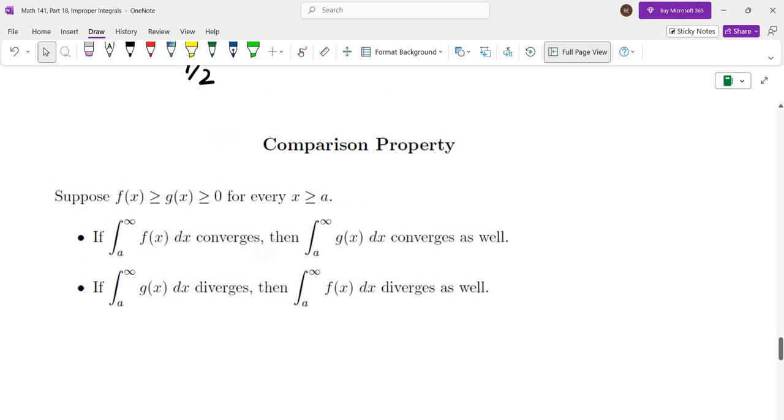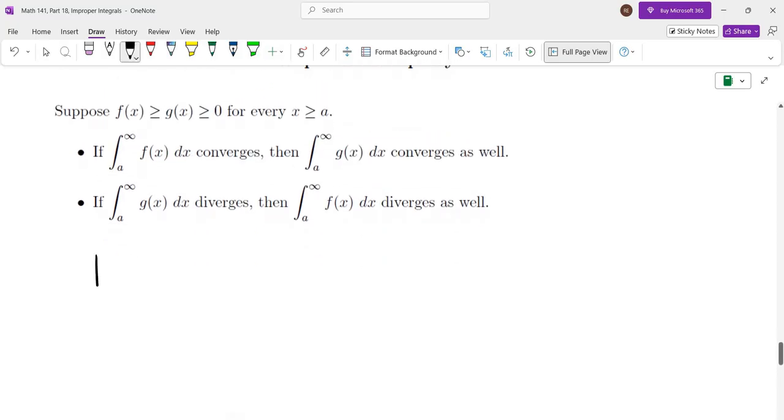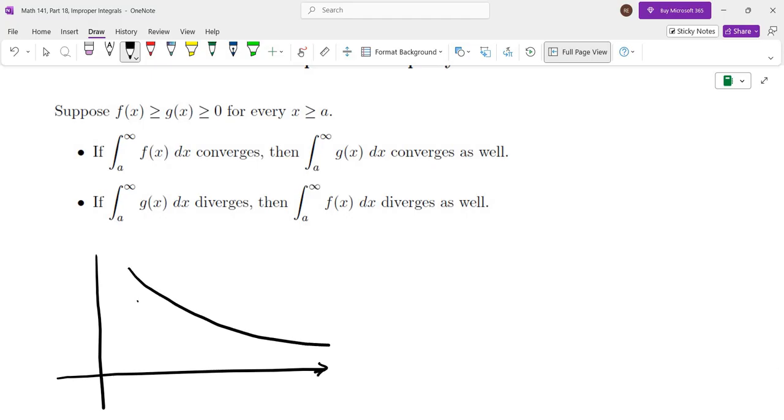Let's look at the last thing that we're going to talk about in this video. This one is called the comparison property. Assume that you have two functions, and I'm going to illustrate that by a diagram. So assume you have two functions. F is always above g. So we have this one is f. This is y equals f of x.